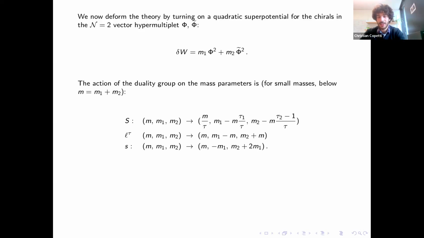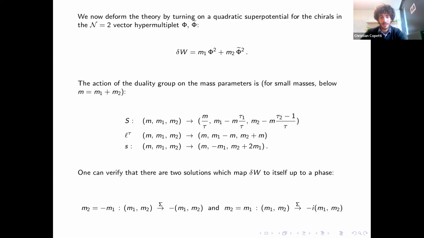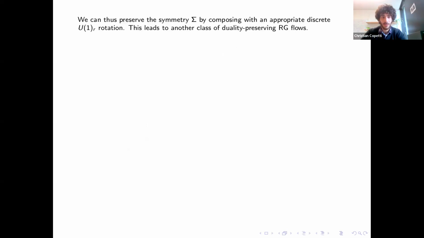It's a bit more complicated, but you solve the equations and there are two solutions. One is that the masses are opposite and the superpotential changes by a sign. The other is that the masses are the same and the superpotential gets an i. We're just going to go with the first one. You can do the same thing: you take a U(1)_R rotation that is broken by the superpotential, you compose it, and you get a new defect which is preserved along the LG flow.